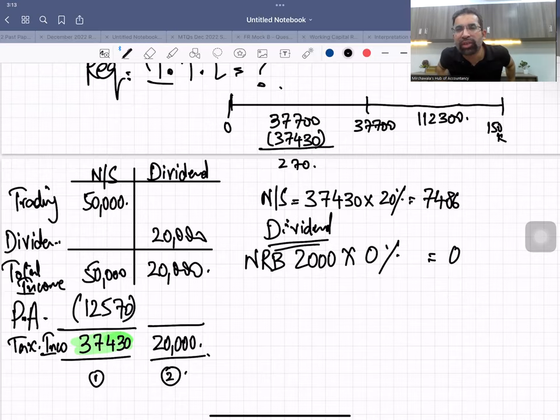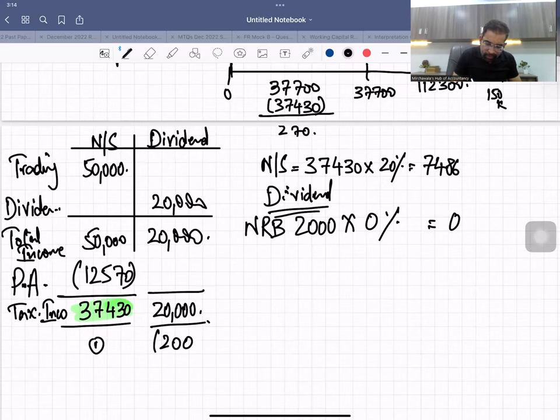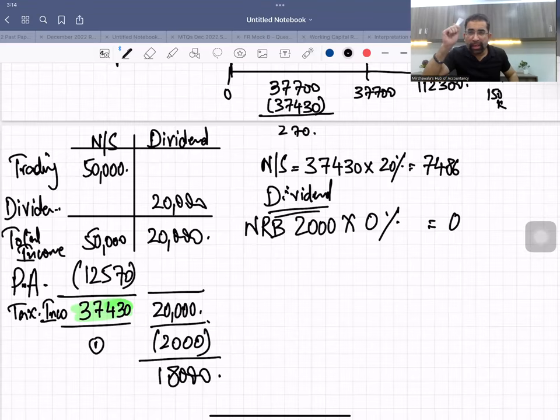So it's zero. Now look here. Out of this 20,000 dividend income, you have calculated tax on 2,000. So now 18,000 of dividend income is left.